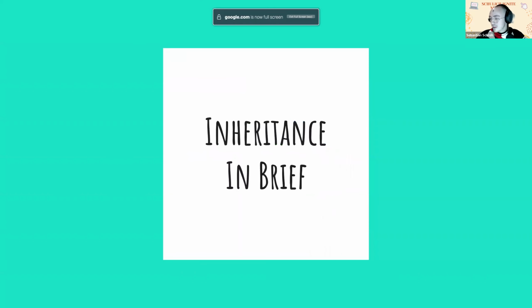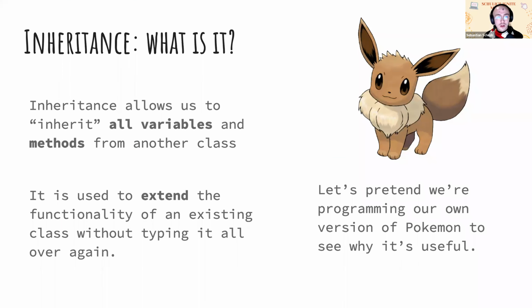All right, so welcome to a topic that gets taught in university. It's a pretty big, important part of programming in general, but we'll try to keep it as simple as possible for this lecture. All right, so what is inheritance? Inheritance allows us to inherit all variables and methods from another class. It is used to extend the functionality of an existing class without typing it all over again. So for this example, we're going to pretend we're making our own version of Pokemon to see why it's useful.